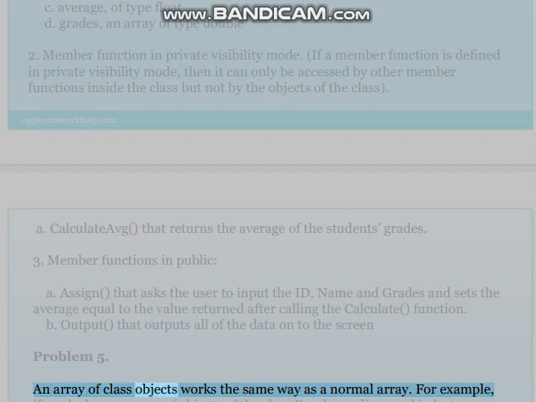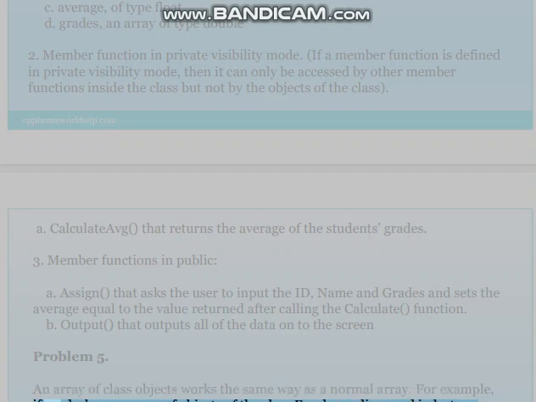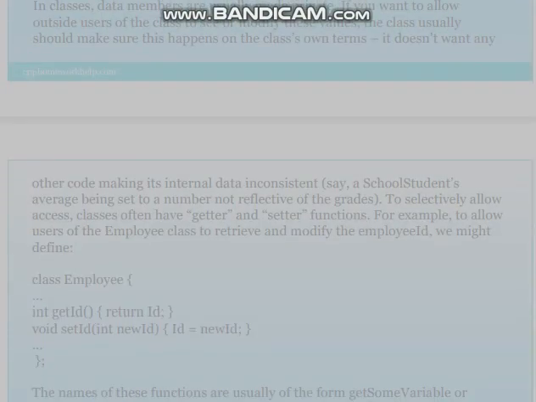An array of class objects works the same way as a normal array. For example, if we declare an array of objects of the class employee discussed in lecture, employee EMP[10], each element of the array will be an object. EMP[0], EMP[1], and EMP[2] are all employee objects, or instances of the employee class. If we wish to call the input function for object EMP[1], the syntax will be just as in the case of a normal object: EMP[1].input().